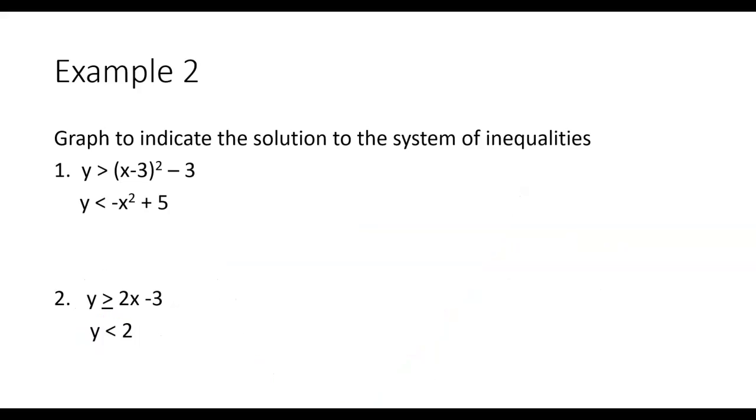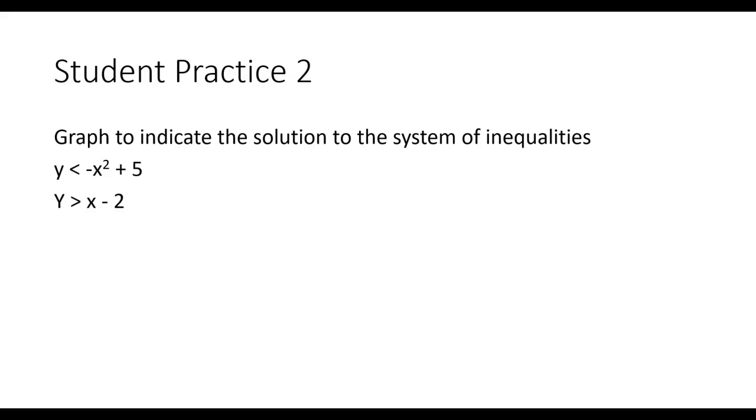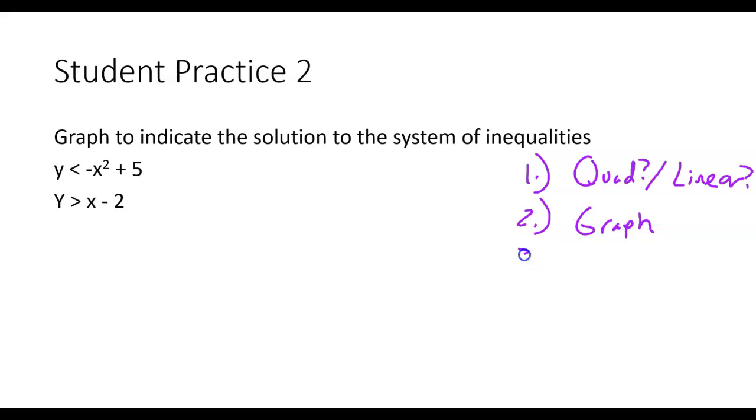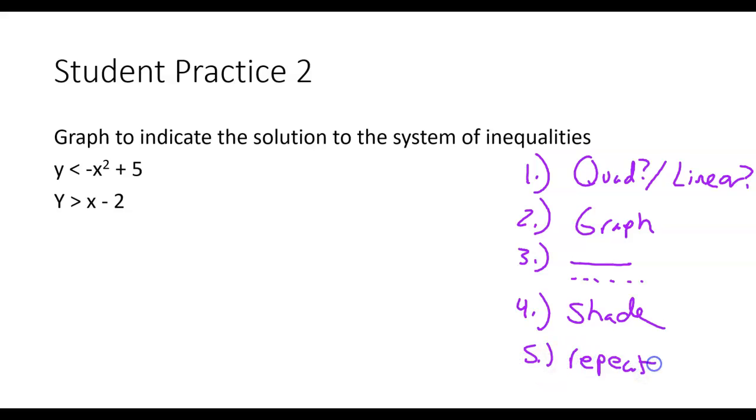So let me bring up your student practice here. I'm going to remind you. As you're going through this, you want to ask yourself, is it quadratic or linear? Okay. Once you know that, you can graph it. After you graph it, you need to decide is it solid or dotted. After that, you're going to shade. And then you're going to repeat for the other one. So starting with this one, ask yourself quadratic or linear. Then graph it. Decide if it's a solid or dotted line, shading, and then repeat with the other line. Is it quadratic or linear? And so on. All right?